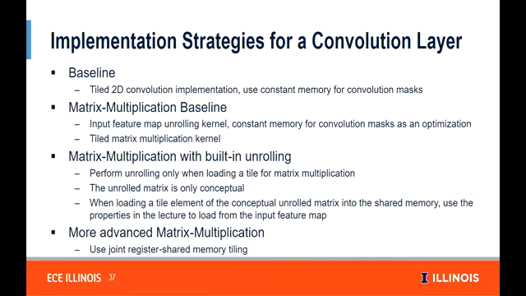We're not duplicating. However, when we do the matrix multiplication, remember we're loading a tile of the input. When we load the tile of the input, we don't have a real unrolled matrix. What we do is we use the properties and formula I gave you, and when you load the conceptual element in that unrolled matrix, you actually use the formula to go to the input feature maps and grab the element. Make sense?